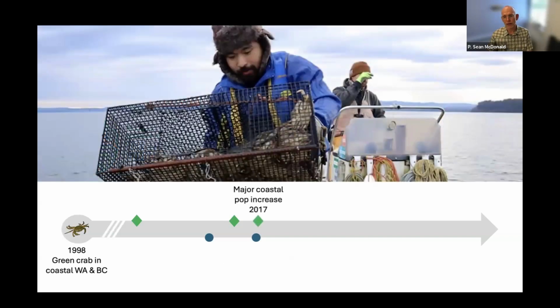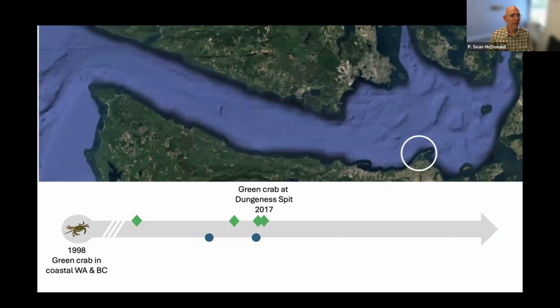And of course, green crab continued to spread because of favorable ocean conditions. And we saw a major population increase on the outer coast of Washington and likely British Columbia in 2017. There was a large population growth on the coast, and we also saw that in inland waters. In particular, there was a discovery of green crab at Dungeness Spit, where green crab were found in a Crab Team monitoring site there. And this finding led to enhanced transboundary discussions, in part because of the close proximity of Dungeness Spit to that large established population in Sooke Basin.